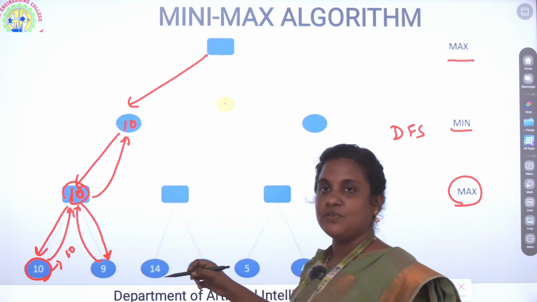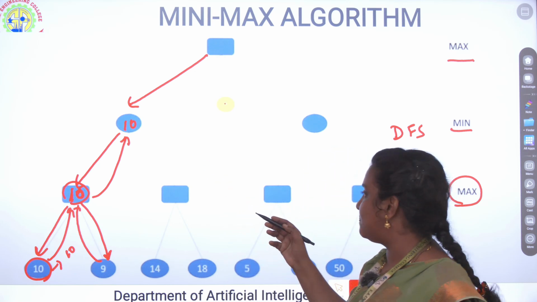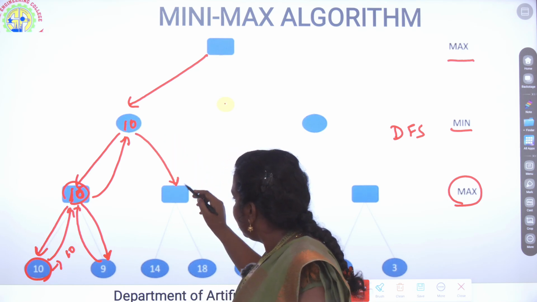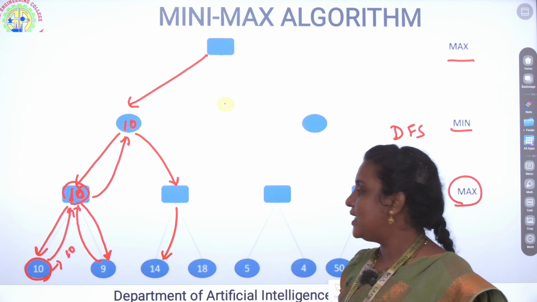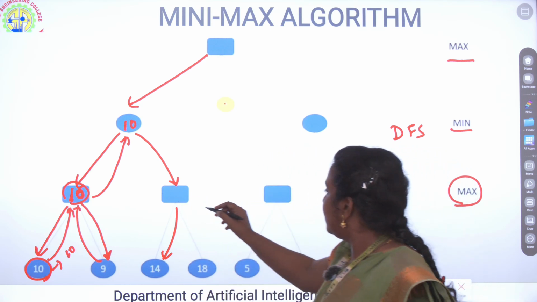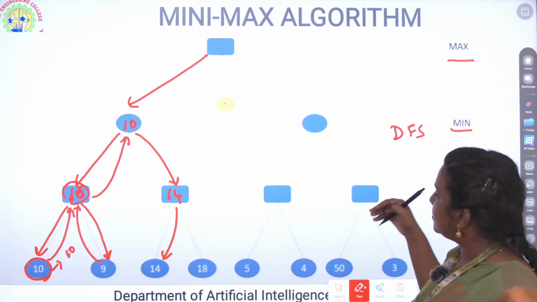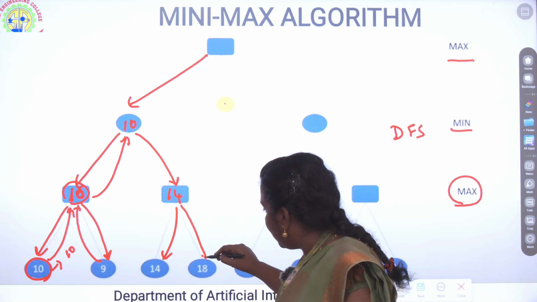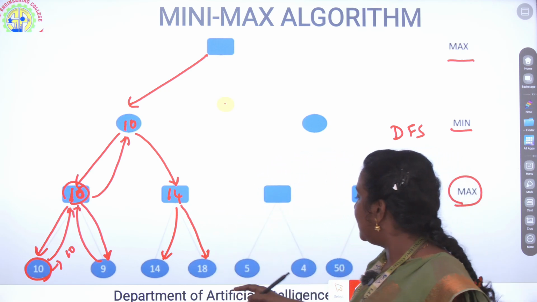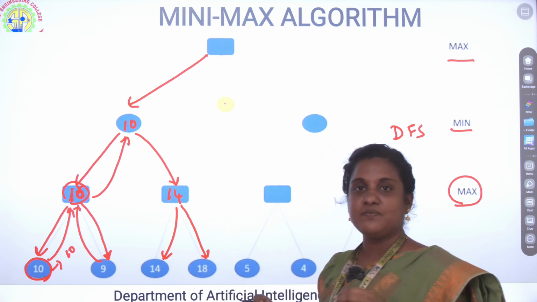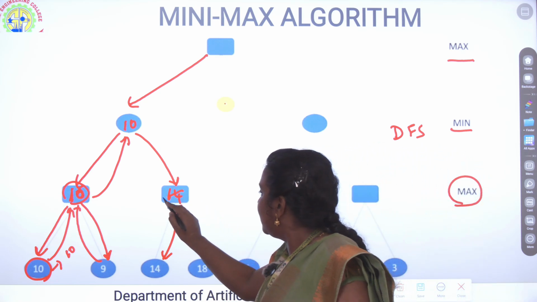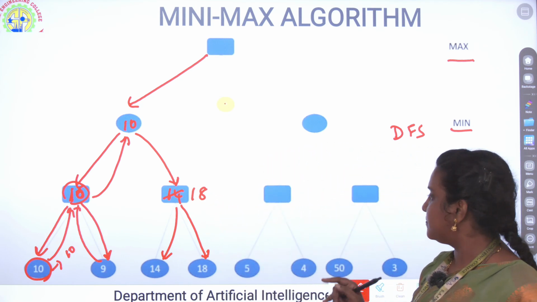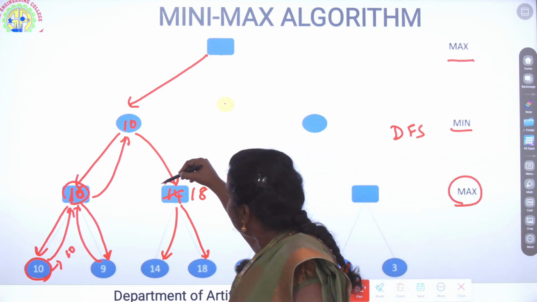Once it reaches its parent node, it will traverse to the right subtree. Once it reaches the leaf node, it will assign the value 14, but keep it in mind that at level 2 the max player is playing the game. Again it will traverse to the leaf node through the right subtree. So 18, obviously comparing the values 18 and 14, 18 is the maximum value, so it chooses the maximum value 18 and updates the value.